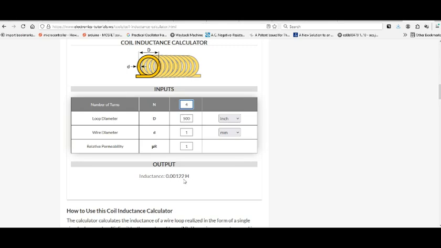504. The inductance has doubled. Now let's go 50 and 40. See, this is the same length of wire, and the inductance is like an order of magnitude greater. 5 and 400.